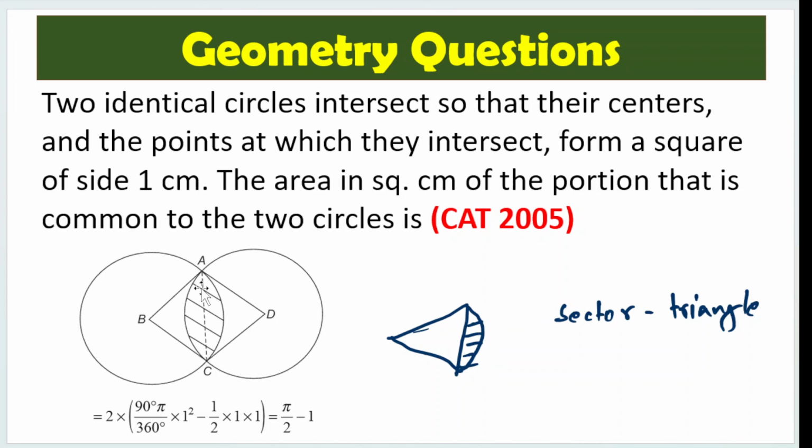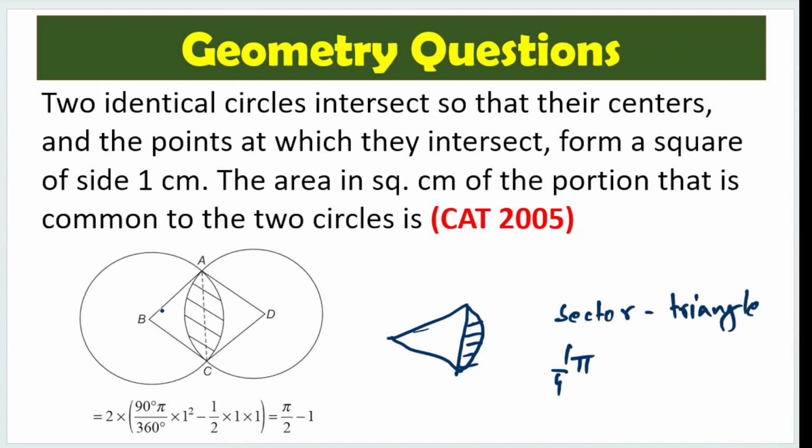What is the area of the sector? We know this is 90 degrees. That means 1/4 of the circle area is this sector. 1 by 4 into pi r square. What is r? r is 1. 1 by 4 pi, since it is 90 degrees by 360 degrees. So 1 by 4 pi is the area of the sector. Now, what is the area of the triangle?